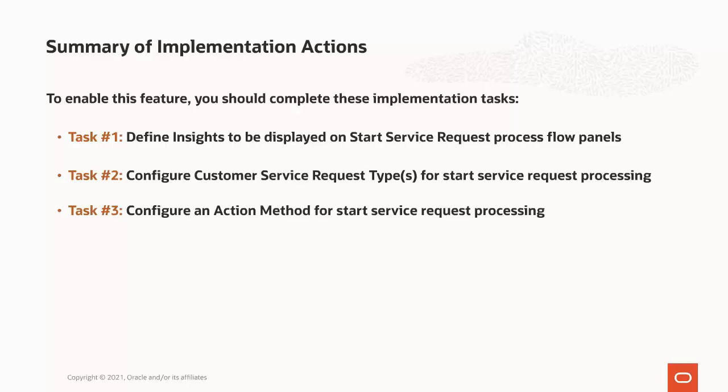Finally, you must configure an action method for start service request processing. When initiating a start service request, the solution initially creates a process flow and start service customer service request for back-end processing. The process flow type and customer service request type for these are derived from the action method. For further information on these tasks, please see the Implementing Start Service Request Process Flow video.